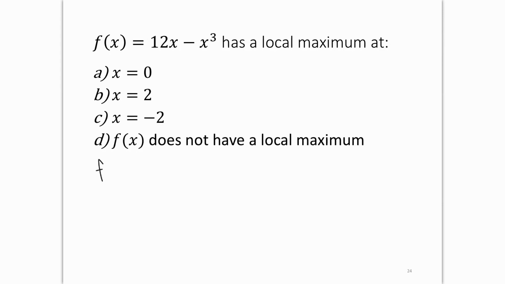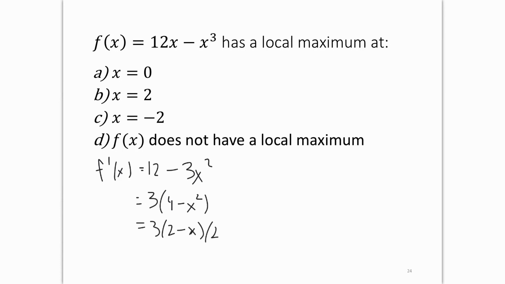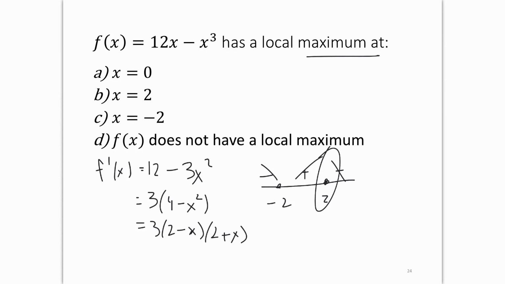Alright, to find the maximum, we need to find the derivative, which is going to be 12 minus 3x squared. We can factor out a 3, and we're going to get 4 minus x squared, which we can factor as a difference of squares. So 2 minus x and 2 plus x. So when we go to draw that sign diagram, we've got 2 and negative 2. Pick a number bigger than 2, say 10, it's going to be negative, so negative, positive, negative. Decreasing, increasing, decreasing. So clearly, we get ourselves a local maximum at x equals 2, and the answer is B.